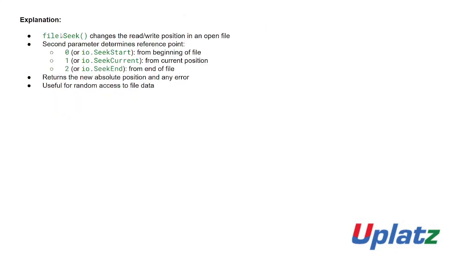File.Seek changes the read position in an open file. The second parameter determines the reference point: 0 or io.SeekStart is from the beginning of the file, 1 or io.SeekCurrent is from the current position, and 2 or io.SeekEnd is from the end of the file. This returns the new absolute position and any error. It is useful for random access to the file.